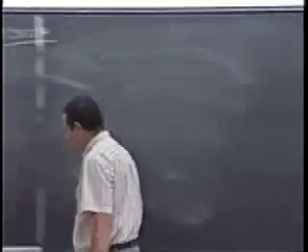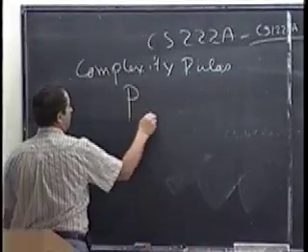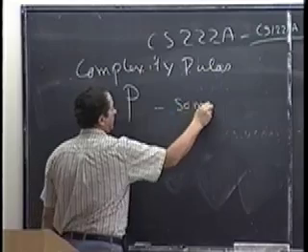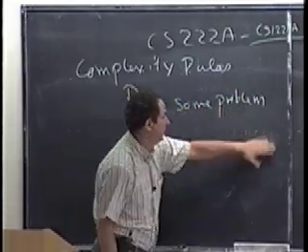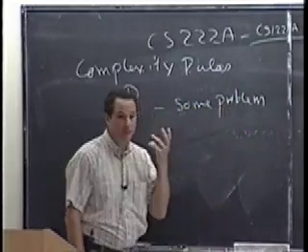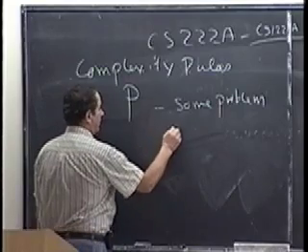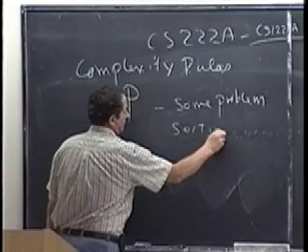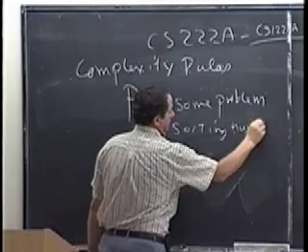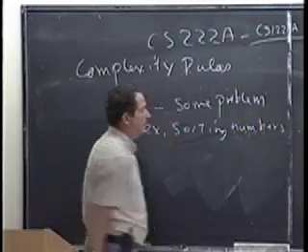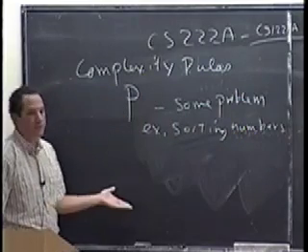But let's just start with some problem. So I'm going to let P denote some problem. That's sort of an abstract thing. And if you want to be concrete, so you have something clear and specific to think about, you might think about sorting numbers, for example. But it could be any problem. And given that problem, we have algorithms that solve that.